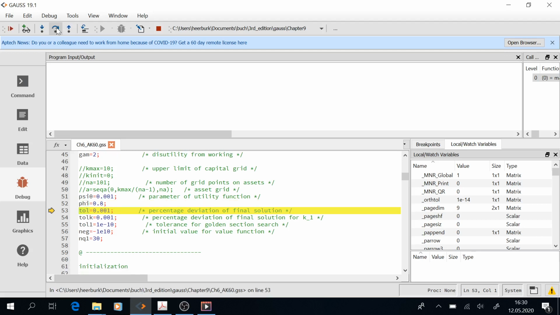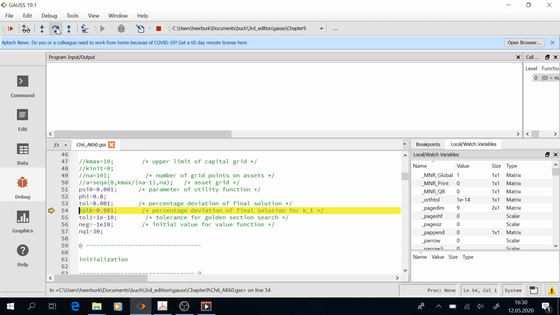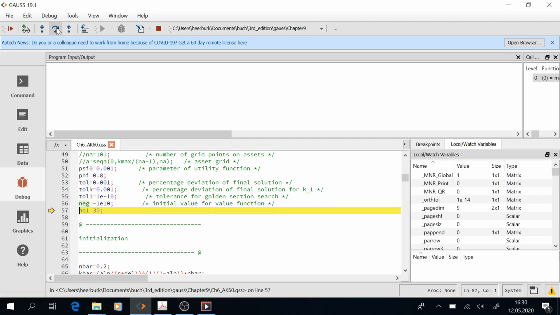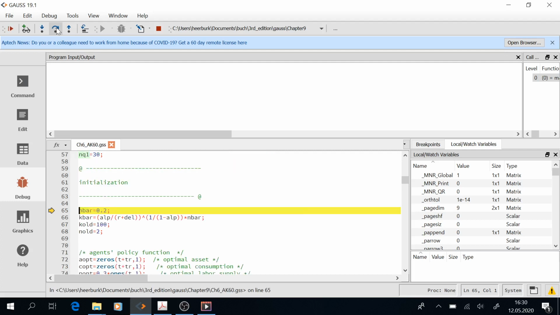Tolerance is set to 0.001. That's a percentage deviation of the final solution of the aggregate capital stock, as well as the tolerance for the wealth level A60 at age 60 that we use in the inner loop as an initial guess for our nonlinear equation in one variable, where we search for the optimal path of the wealth-age and labor supply-age profiles of the individuals. And NQ1, we set equal to 30, is the maximum number of iterations over the individual policy functions.